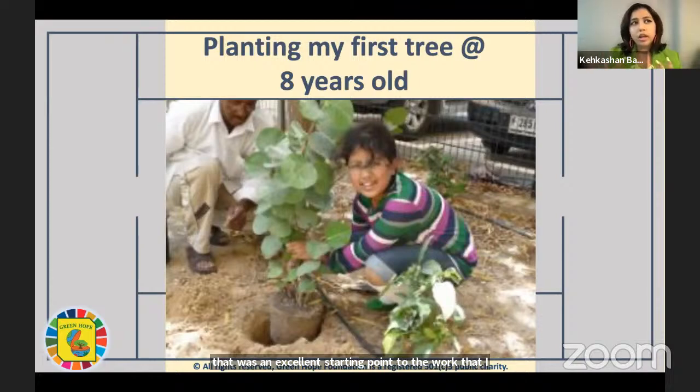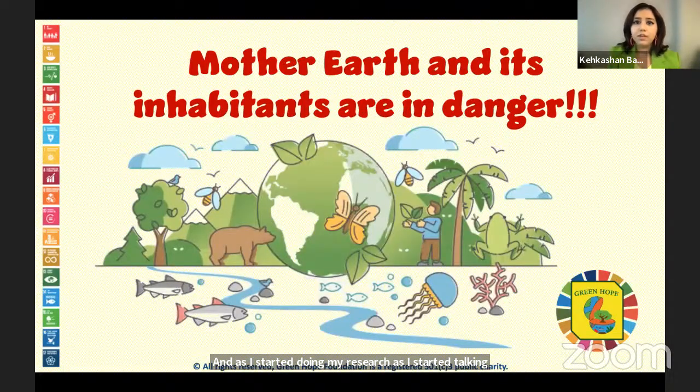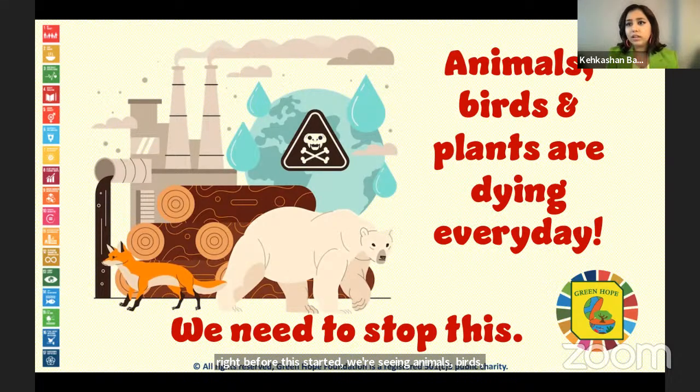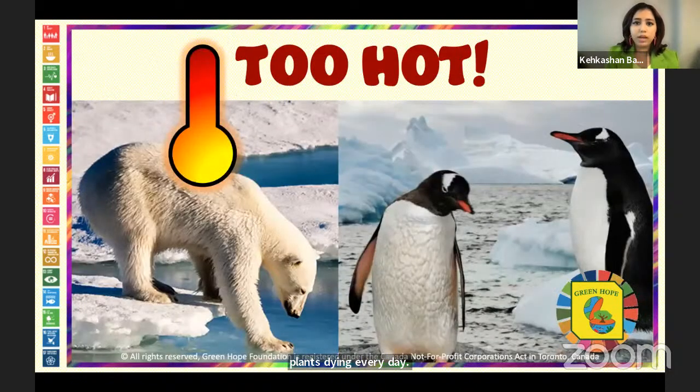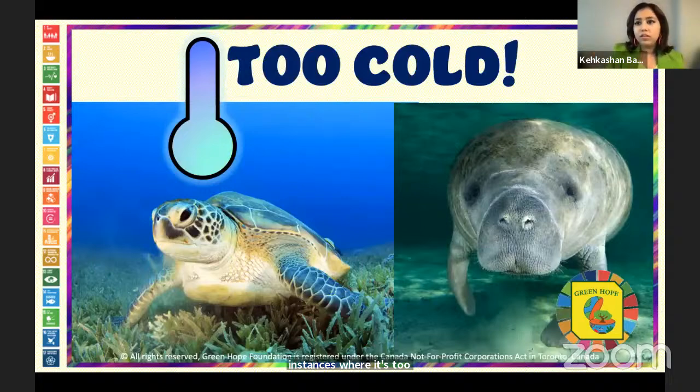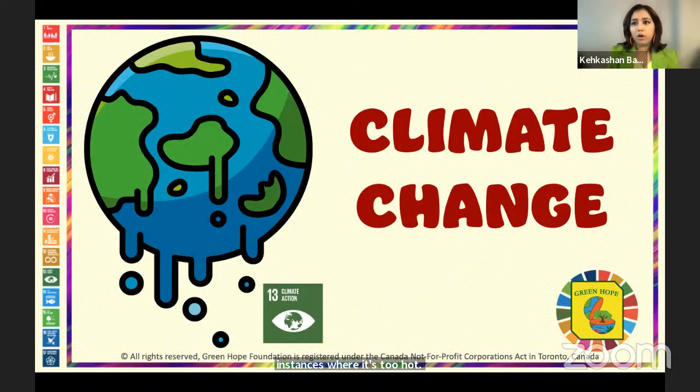And as I started doing my research, as I started talking with other people, learning from others, it became very evident to me that Mother Earth and its inhabitants are in danger because, as we were talking about right before this started, we're seeing animals, birds, plants dying every day. And there is an urgent need to stop this. We have instances where it's too hot, and then we have other instances where it's too cold. And so we all know this term now. We know it's called climate change.